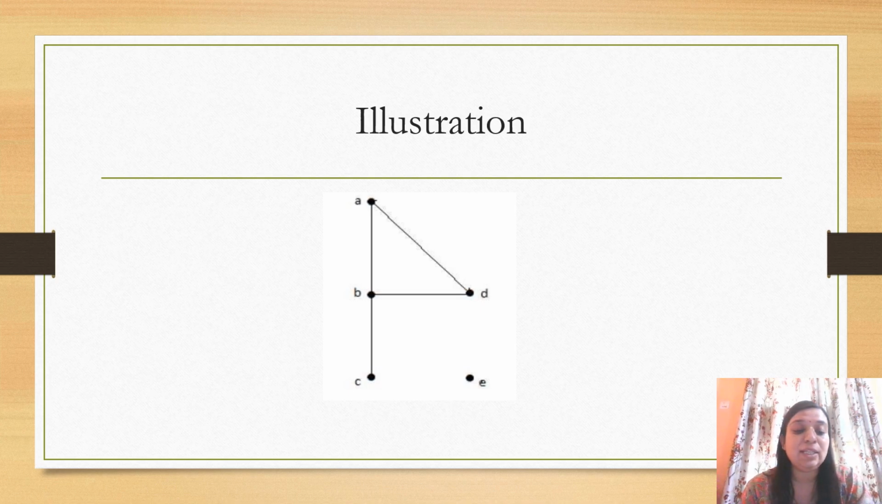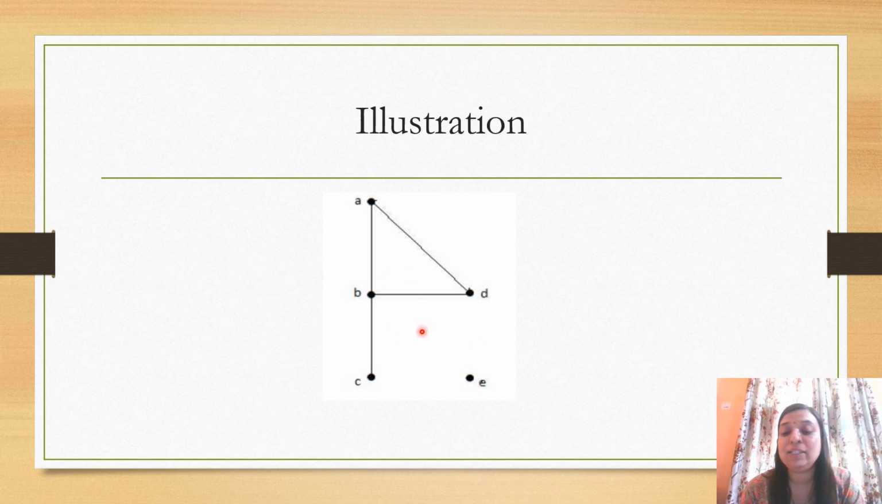If you can see, this is a graph where we have 5 vertices A, B, C, D, E. So the vertex set of the graph has 5 vertices A, B, C, D, E, and this graph has 4 edges. You can see the edges AB, AD, BD, BC. So this is the edge set of the graph. So this graph has 5 vertices and 4 edges.